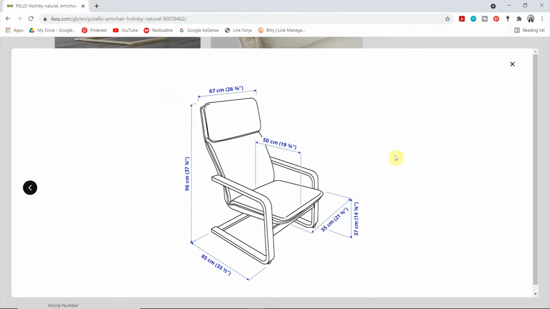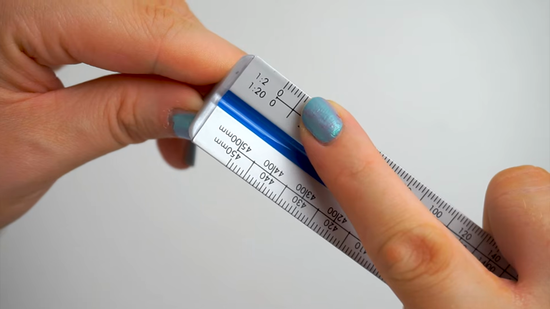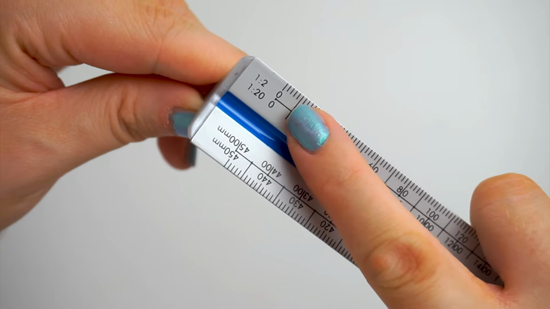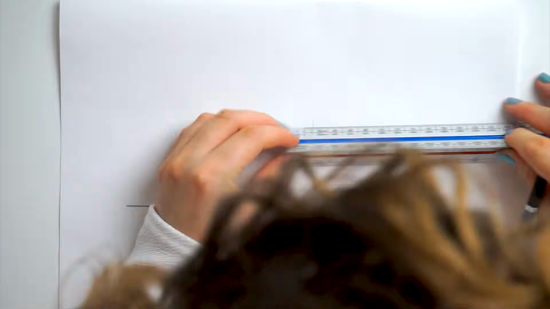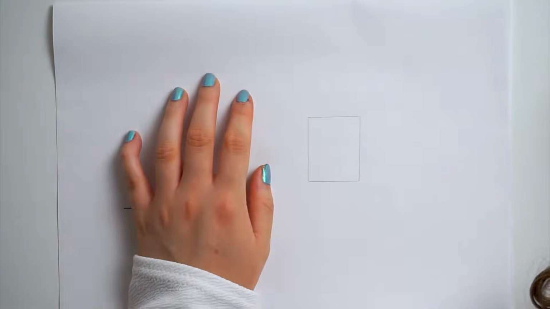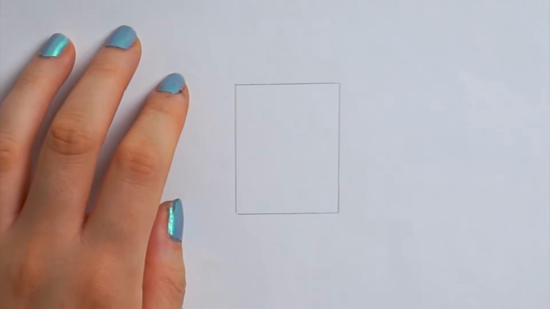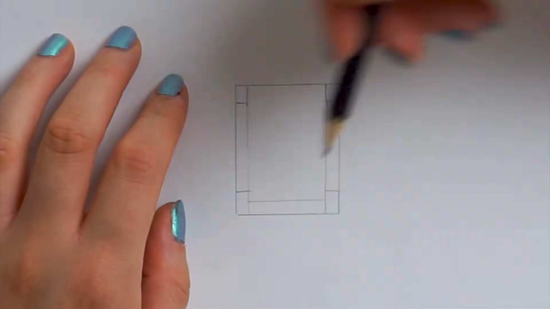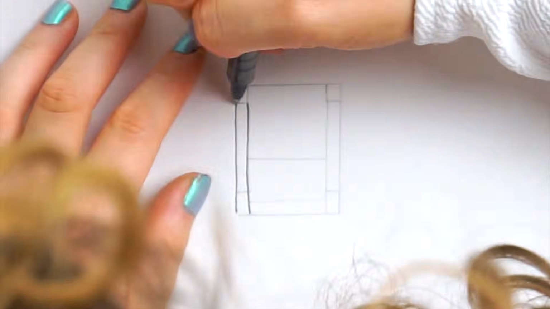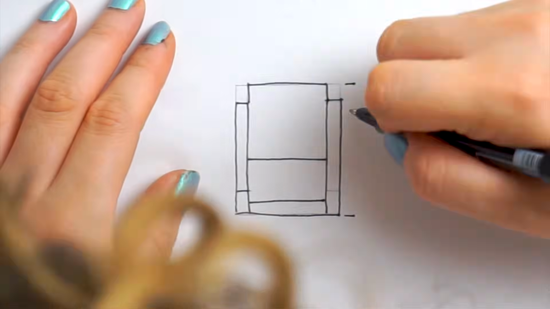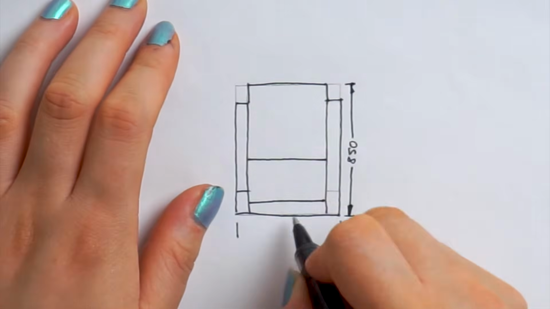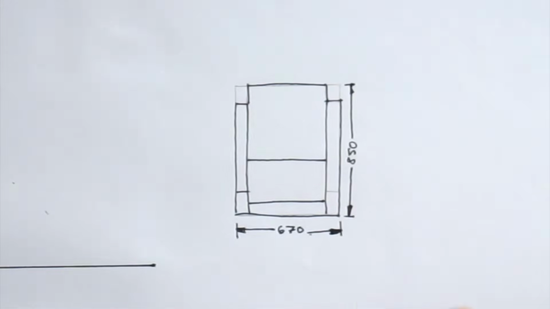The width is 67 centimeters and the depth is 85. So now using the scale of 1 to 20, we mark on 670 millimeters and 850 millimeters to give an accurate size of the armchair. The larger the scale number, the smaller your drawing will be on paper.